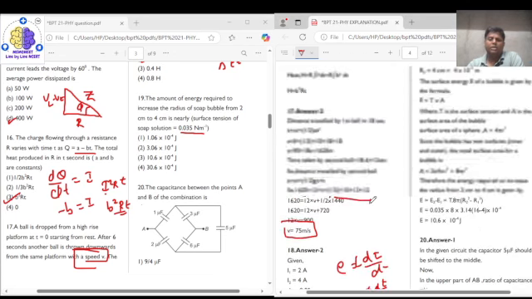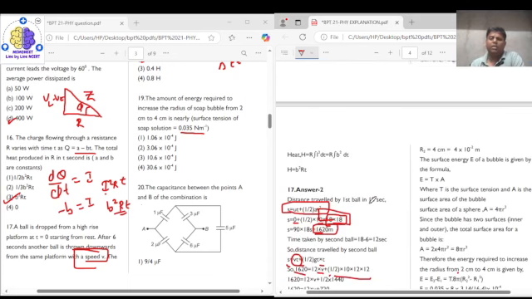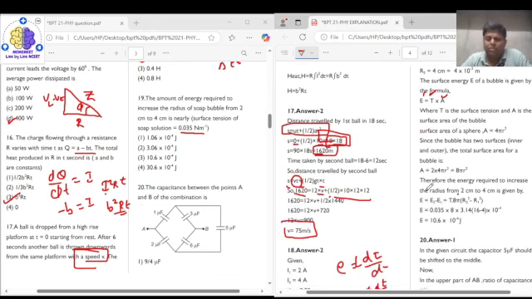Now we need to increase the size of the radius, that is from R1 to R2. R2 is 4 centimeters. Now the surface energy of the bubble is given by E is equal to T into A, where E is the surface energy, T is the surface tension, and A is the surface area. Now the surface area of the bubble, because it's a sphere, will be equal to 4 pi r square.